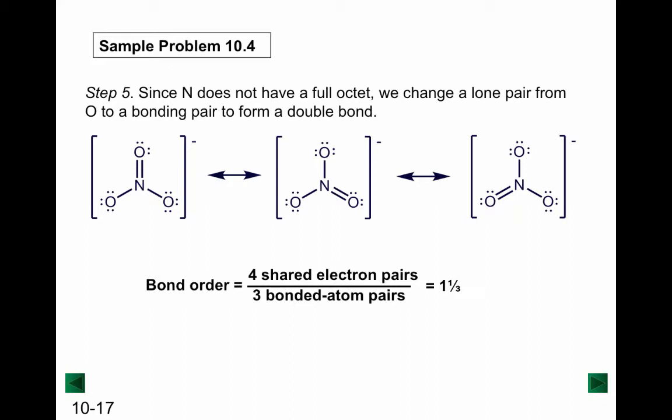Since nitrogen only has 6 valence electrons, we need to move one of the lone pairs of electrons from one of the oxygen atoms to a bonding pair of electrons to form a double bond. Since all of the oxygen atoms are equivalent, we can write 3 different resonance structures, making a double bond between each of the oxygen atoms and the nitrogen atom as shown on this slide.